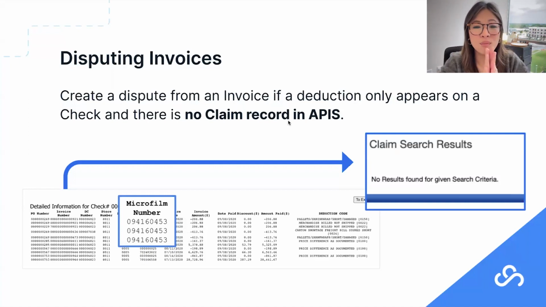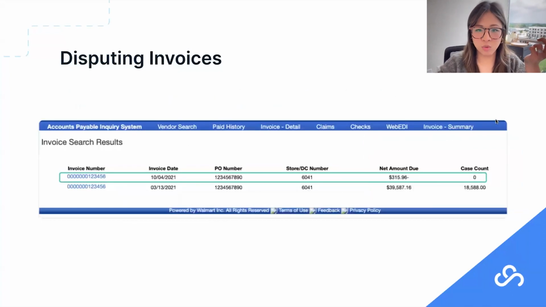But yeah, so I want to talk about disputing invoices. As I mentioned with APDP, you can either dispute using a claim or dispute using an invoice. Usually, if you are getting an entire invoice deduction, that is going to happen for return issues or a code 25, which is basically Walmart saying, I received 0 product of what you're saying you shipped me, so I'm going to deduct the invoice in its entirety. If you can't find a claim record in APIS, what you can do is create a dispute from an invoice.